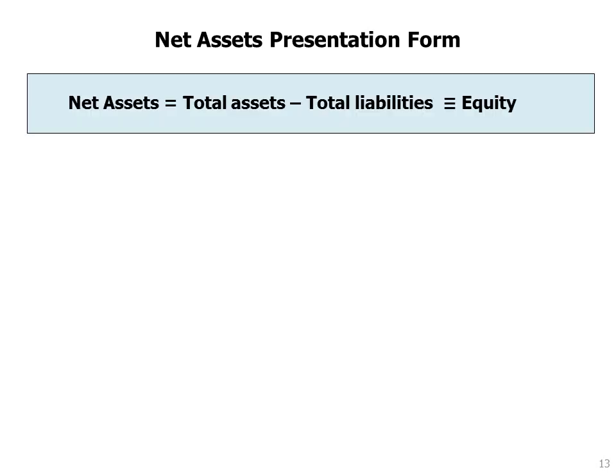IFRS does not dictate what form firms should report the statement of financial position. We looked at the vertical presentation form in the first lesson. I'm going to look at the net asset presentation form. This form is particularly popular amongst UK companies and in countries which have been associated historically with the UK. And this starts off from the equivalence that net assets is equal to total assets minus total liabilities, and from the accounting equation this equals equity.